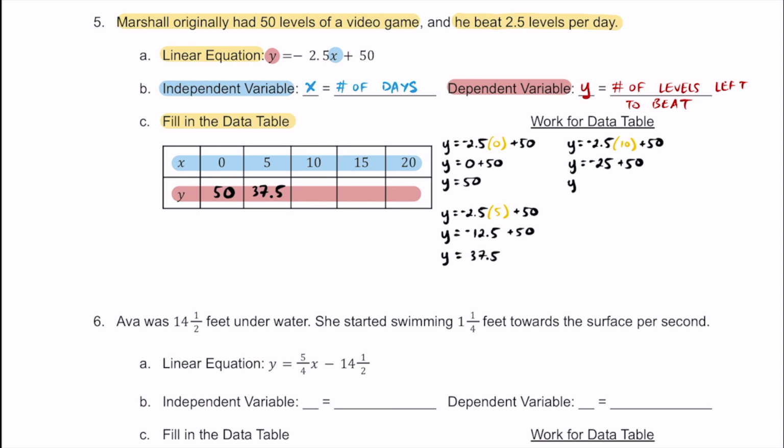So how many levels does he have left? Well, negative 25 plus 50 is positive 25. So after 10 days go by, Marshall still has 25 levels left to beat.